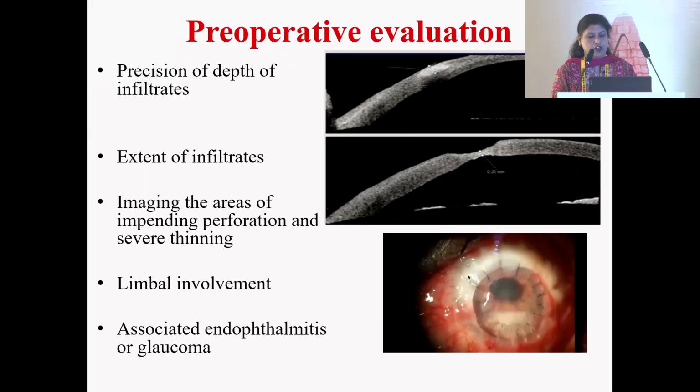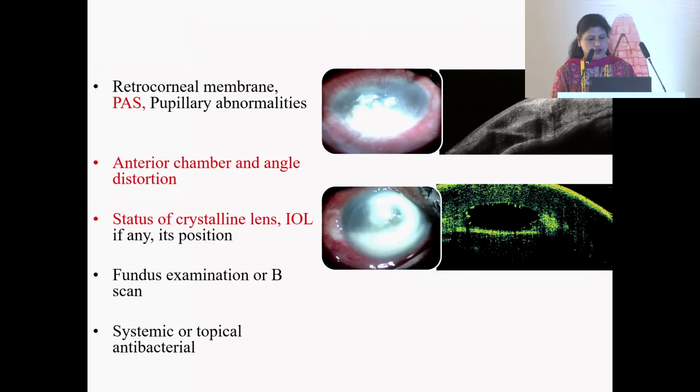In the preoperative evaluation for depth of the infiltration, we need to be precise, because if it is superficial then we can even do DALK in these cases. Then the extent of infiltrates, imaging of the impending perforation, and limbal involvement. If limbal involvement is there, even 360° anywhere, then it is an indication, and you have to prepare yourself, as well as for associated endophthalmitis or glaucoma.